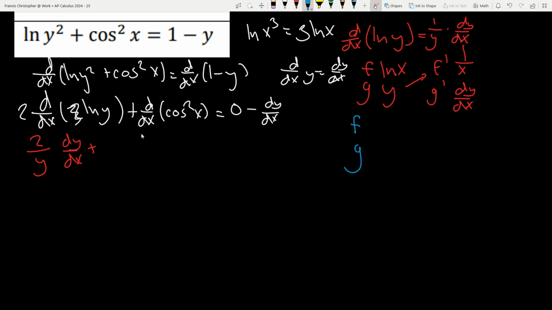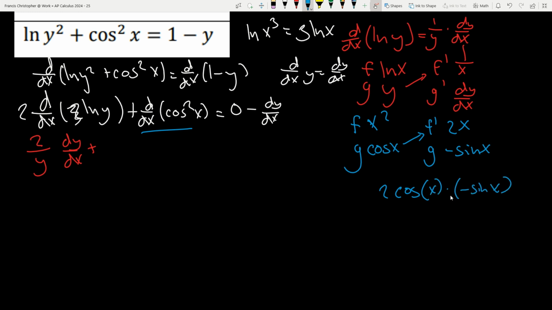So the derivative of cosine squared x with respect to x follows as normal. f is x squared, our inner function is cosine x, f prime is 2x, and g prime is negative sine x. So put this into here, we have 2 times cosine x times negative sine x. So negative 2 sine x cosine x. Put that into here.